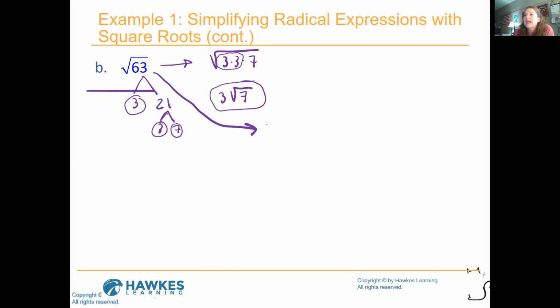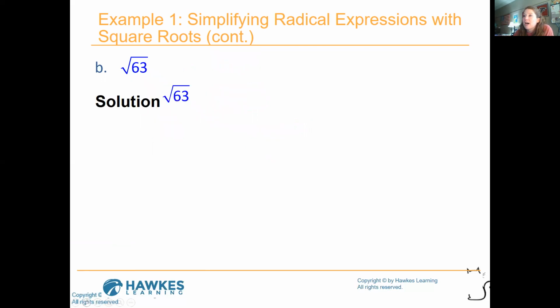Or I could have thought of it this way. What's the biggest factor of 63 that's a perfect square? Well, 9 times 7. 9 times 7 is 63. 9 is a perfect square. The square root of 9 is 3, and then 7 gets left inside by itself. So 2 different ways to get the same answer. Okay.